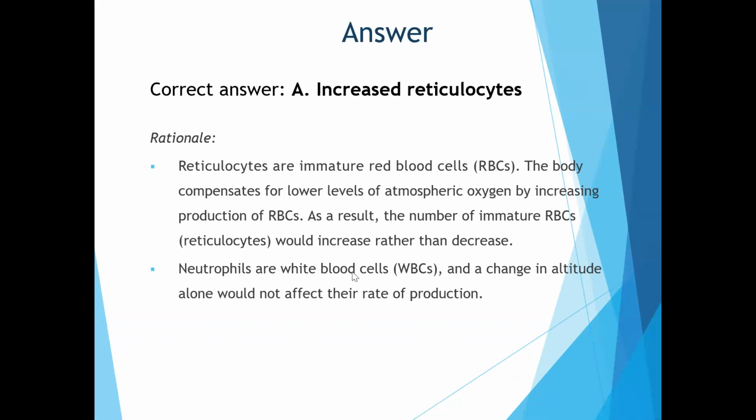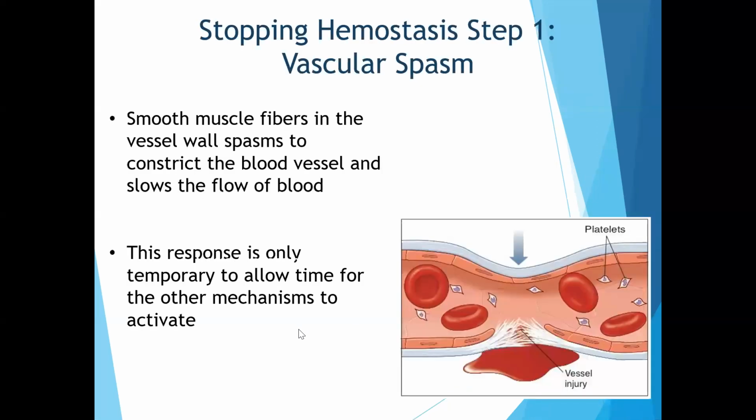The other one in here was neutrophils. Those are white blood cells. They don't really respond to that change in altitude because they don't really have the oxygen influence. Now, if we got sick, then we might get some more white blood cells compared to normal. Oftentimes, elevated white blood cell count is one of the first signs of an infection or another issue in the body, but not going to be affected by altitude or oxygen levels.